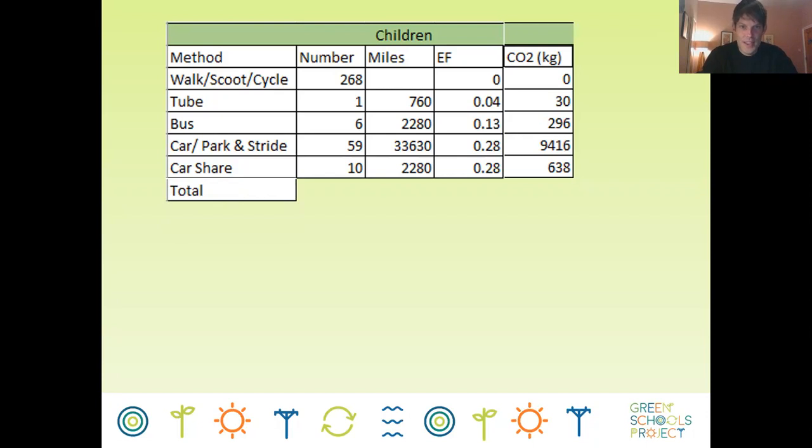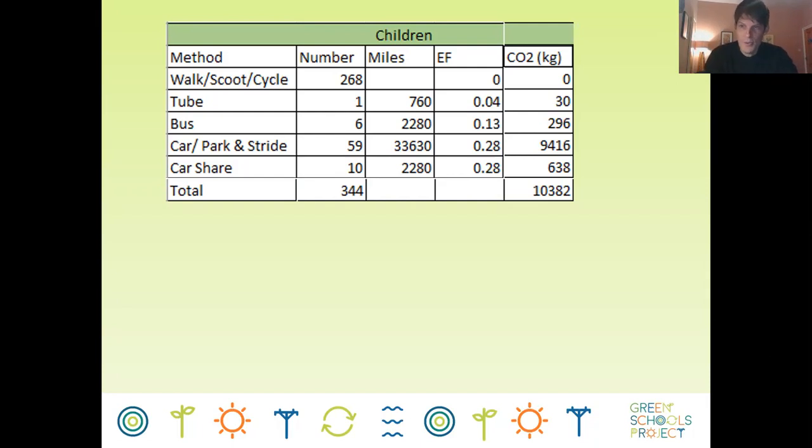What you should have here is 344 children. If you remember, that was actually the number that we had last week, so that shows that we've got it right. If you added up all of those kilograms of carbon dioxide, we end up with 10,382. We're nearly there, but that's not quite the final answer for the whole school, because not everybody was included in that survey. I think the reception classes weren't included, nursery weren't included, and some people were absent.